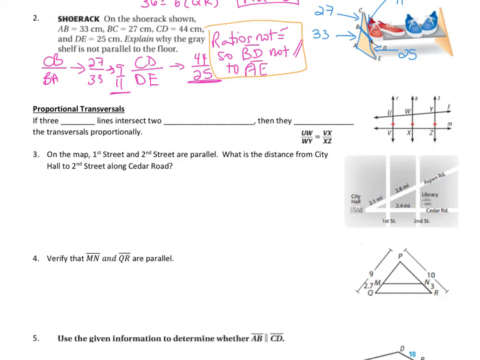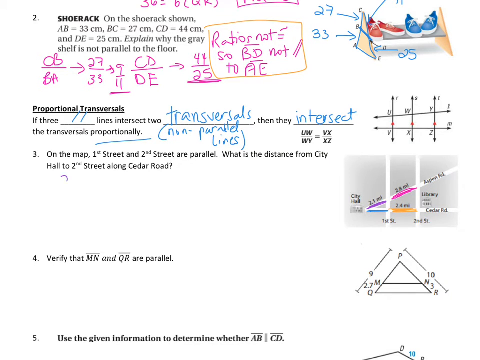Sometimes you're going to have a picture that doesn't necessarily make a triangle, but you do have parallel lines. So if we have 3 parallel lines that intersect 2 transversal lines, then they intersect the transversals proportionally. And you can see that in my picture over here. So UW would be over WY, and then VX over XZ. So those ratios would be proportional or equal to each other. So we can use that now on our next picture. We know that if the two streets are parallel to each other, we can set up these corresponding pieces to find the missing piece.